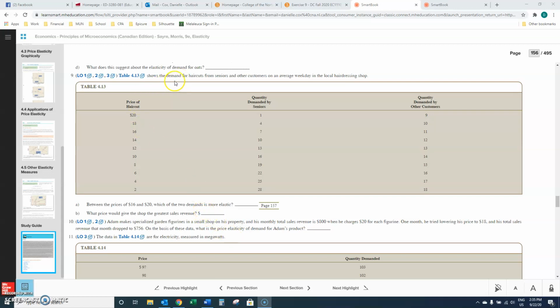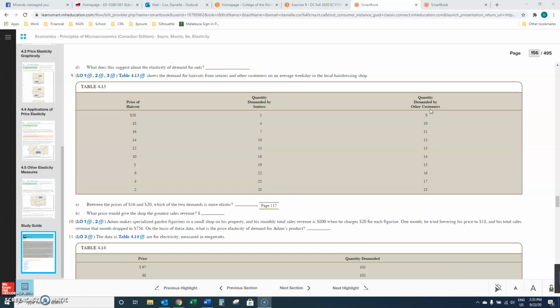We're given the demand for haircuts from seniors and from other customers in a hairdressing shop based on the various prices. We're asked, between the prices of $16 and $20, which of the two demands is more elastic? So you have to calculate the price elasticity of demand for seniors between those two prices and for other customers.